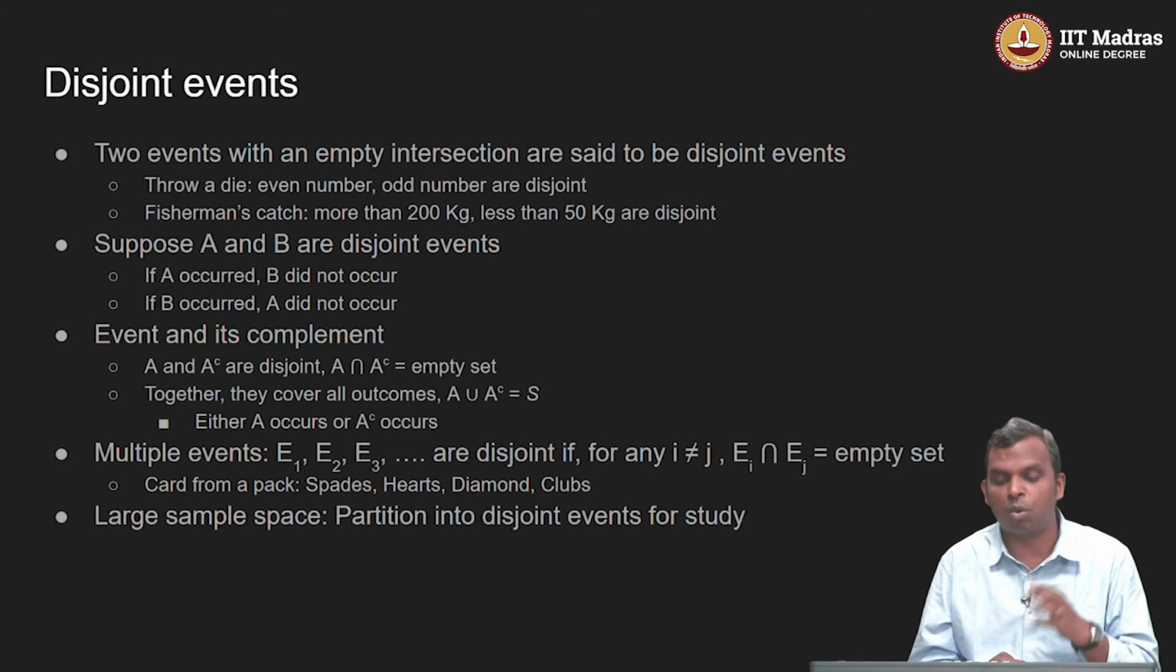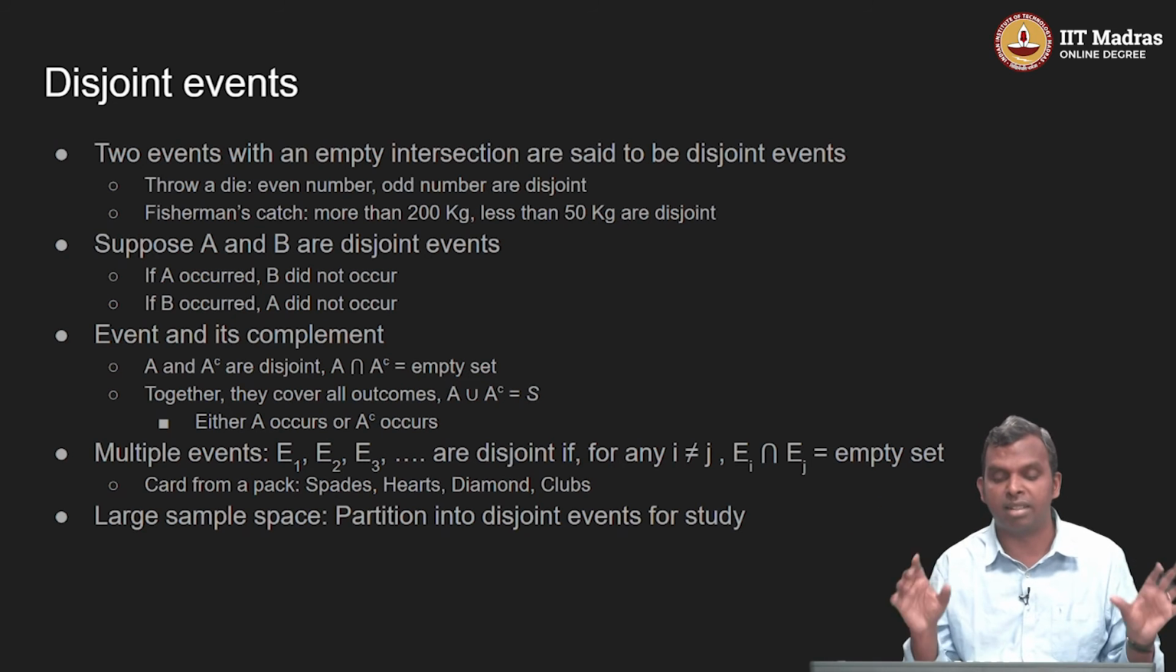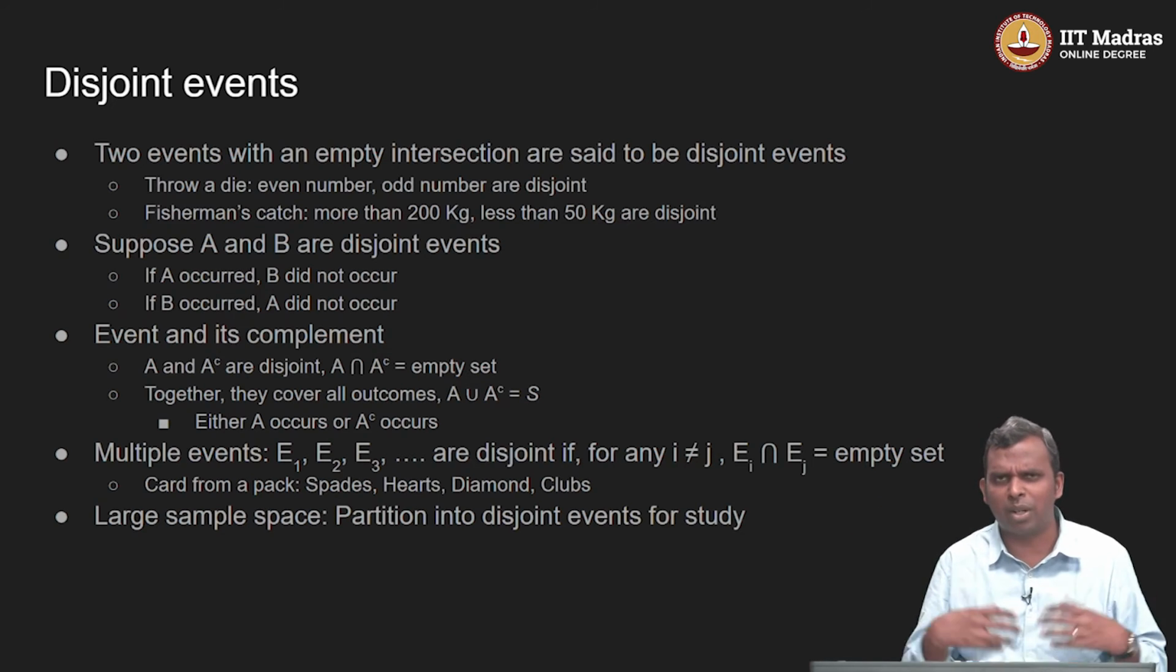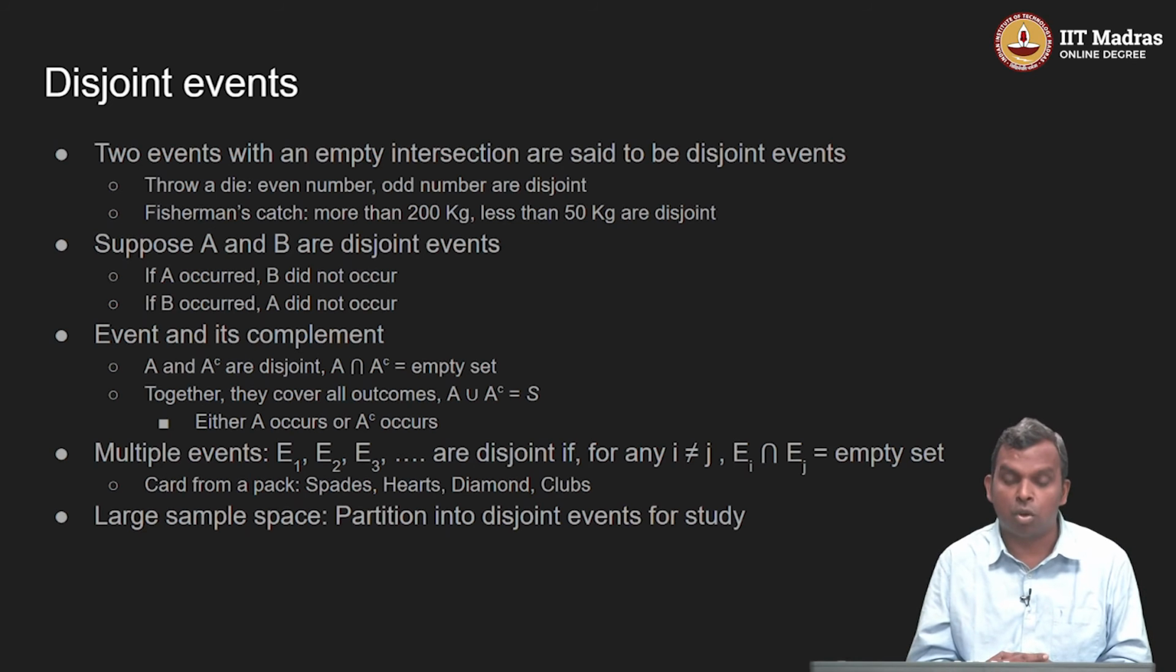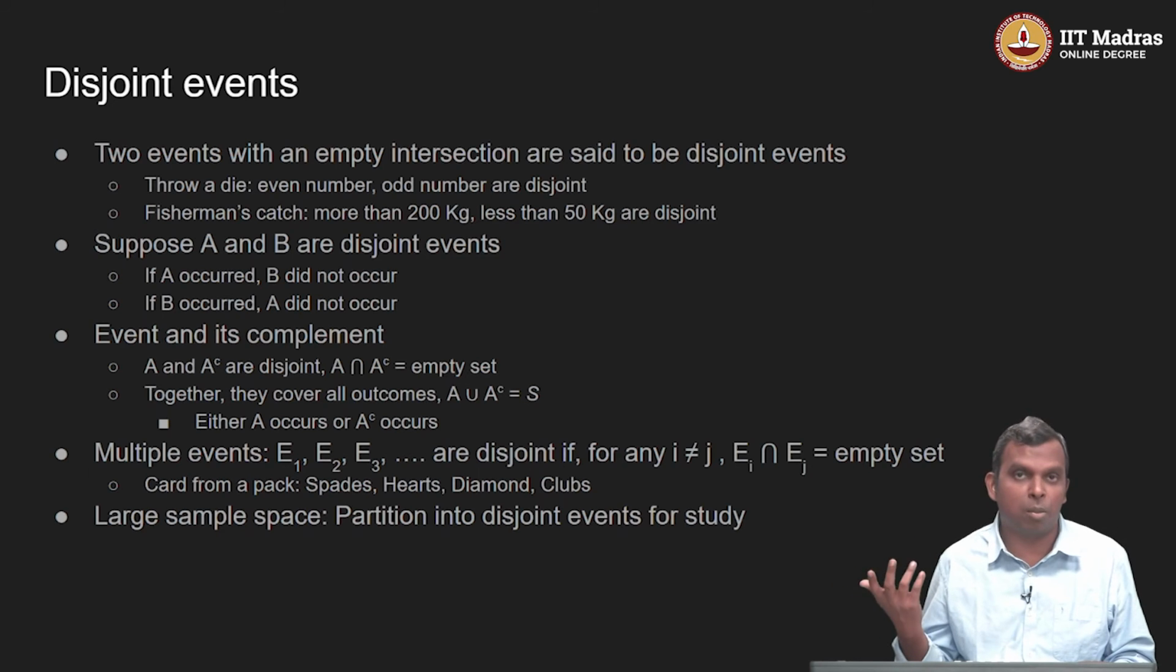And same with the fisherman's catch. I'm giving you examples: more than 200 kg, less than 50 kg. Those 2 are disjoint events, right? So quite often disjoint events show up naturally. And what is the big deal when A and B are disjoint? Again, it's like A and A complement, right? So if A and B are disjoint, B should be inside A complement, isn't it? So if A occurred, B did not occur. Okay, so that's for sure.